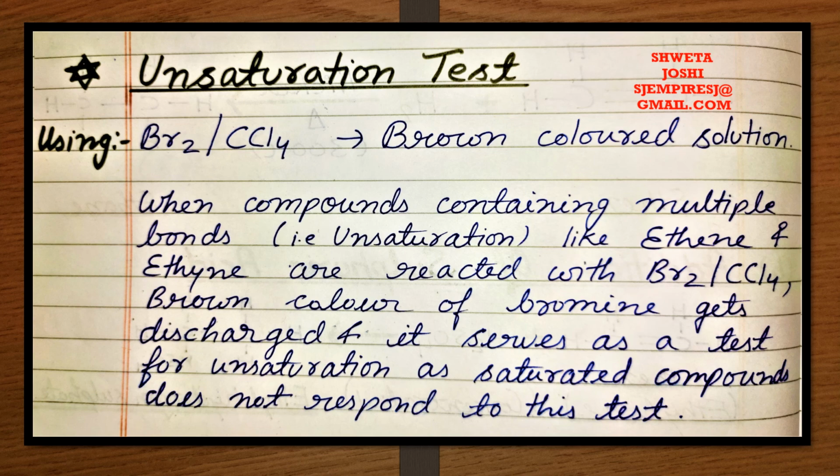So if we have two varieties of compound, one saturated and one unsaturated, we can distinguish between them by using this unsaturation test, as this test will be given only by compounds containing a double or triple bond, that is multiple bonds. It will not be given by saturated compounds which contain only carbon-carbon single bonds.